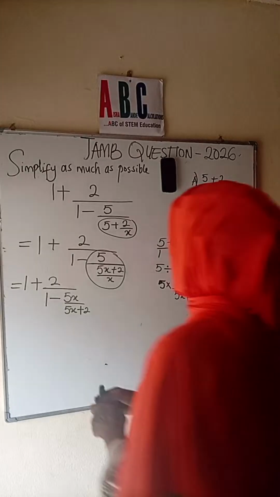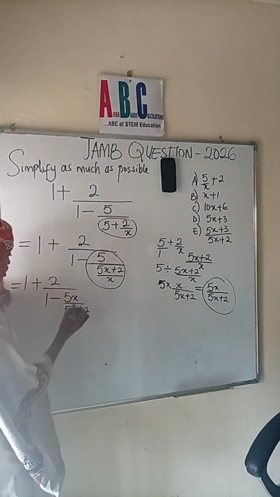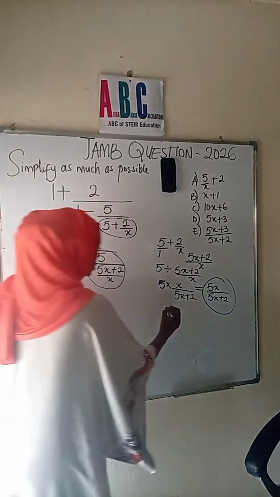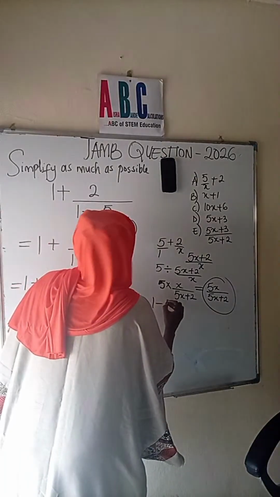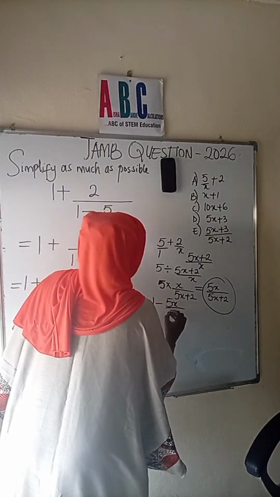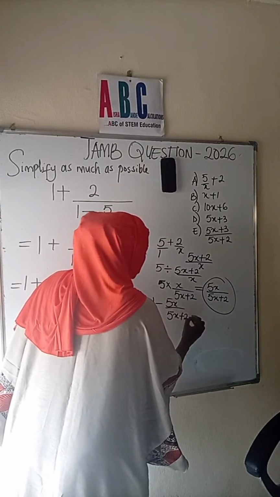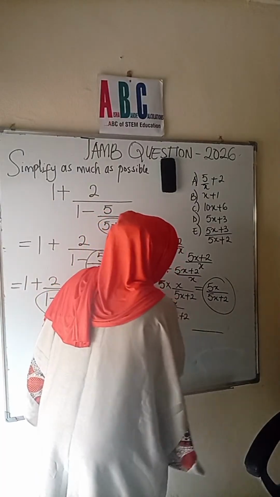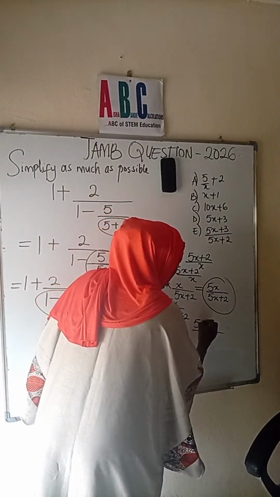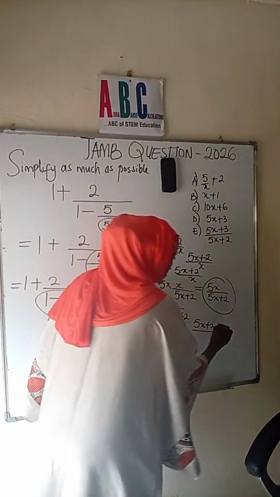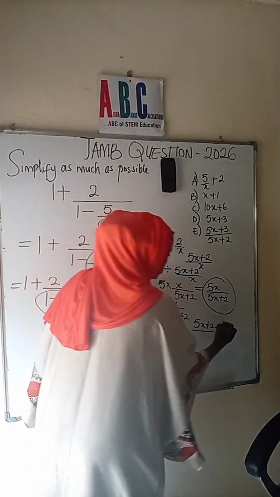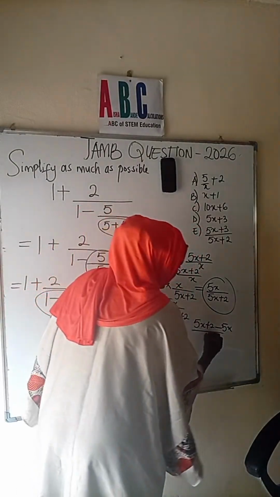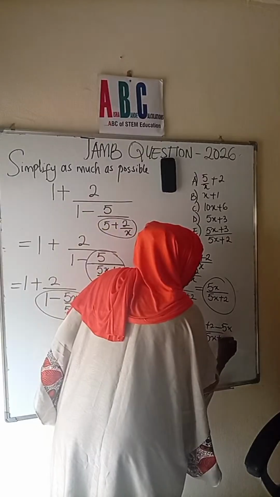So let's continue. Can you see that this is now reducing? Now we are going to simplify this next one. This is 1 minus 5x over 5x plus 2. So what do we do? This is the same thing as saying over 1, right? So 1 times 5x plus 2 will give me 5x plus 2. Minus 1 times 5x is 5x, over 1 times 5x plus 2 as the denominator, which will still give me 5x plus 2.